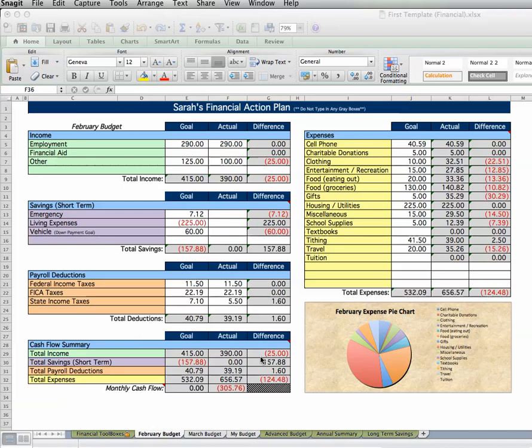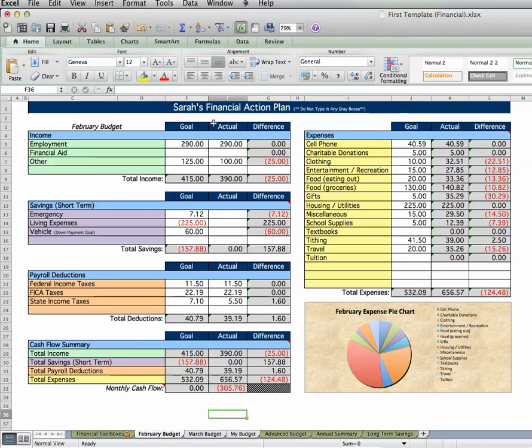This is an introduction into the personal budget project. I'm going to try and keep it as brief as I can and get right to the point. What we have in part two of the project is your opportunity to look at a mini case study involving Sarah Hilliard, and this is a spreadsheet that we've called Sarah's Financial Action Plan for her February budget.